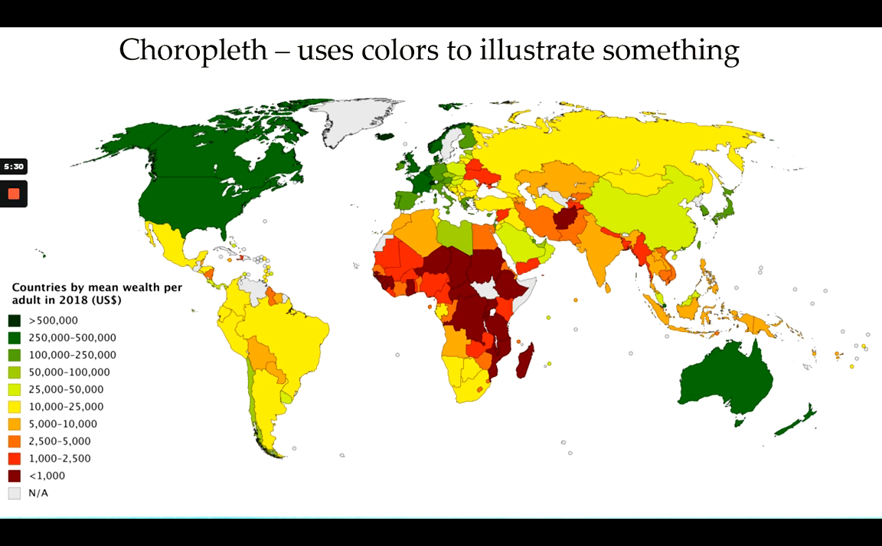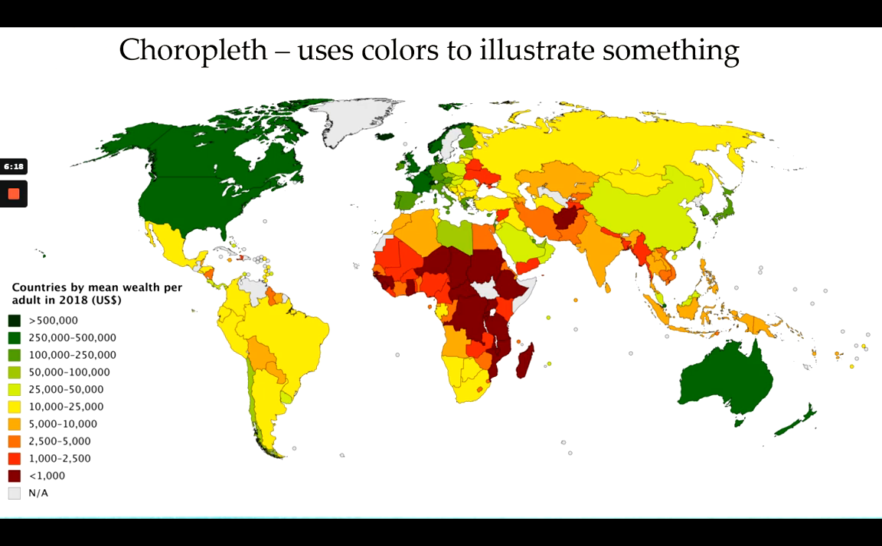So here is a choropleth map. What is it talking about? And you need to learn how to analyze maps like this. Countries by mean wealth. That means average wealth per adult in 2018. So think about it. What are some of the richest countries on this map? What would be a poor country on this map? You need to be able to answer questions like that. You need to be able to analyze choropleth maps, and you need to be vaguely familiar with what a choropleth map is. It's choropleth, color. Let's go back one slide.